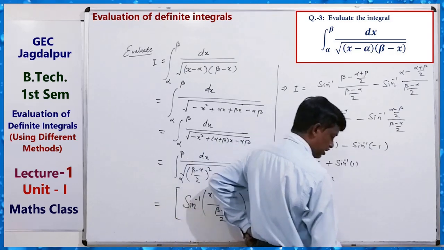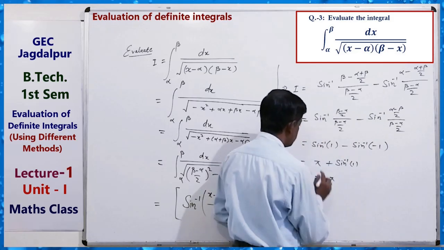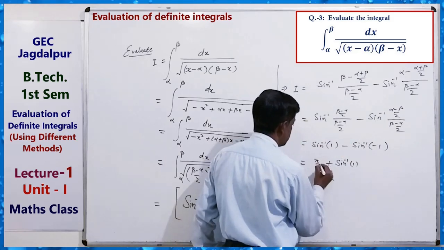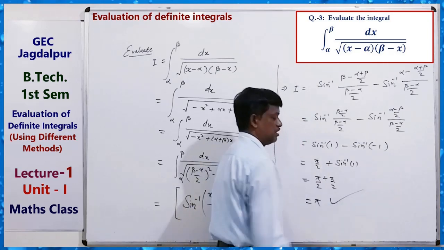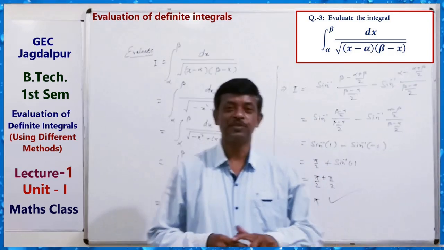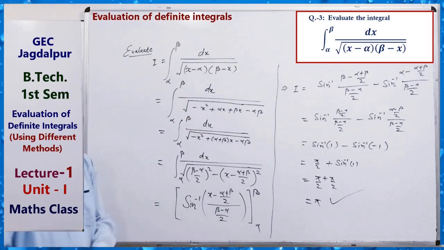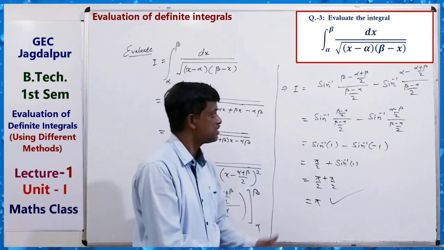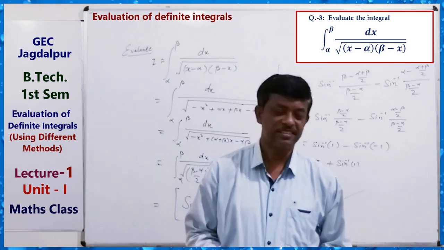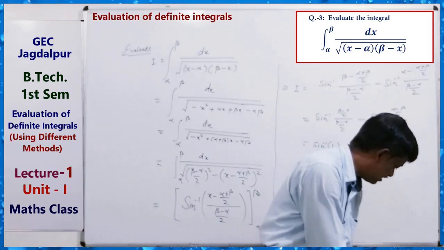Sine inverse 1, sorry, pi by 2, pi by 2, pi by 2, pi by 2, pi. Pi is the answer. Okay. So, the special type of definite integral. This type of special integration you have to solve in this unit.